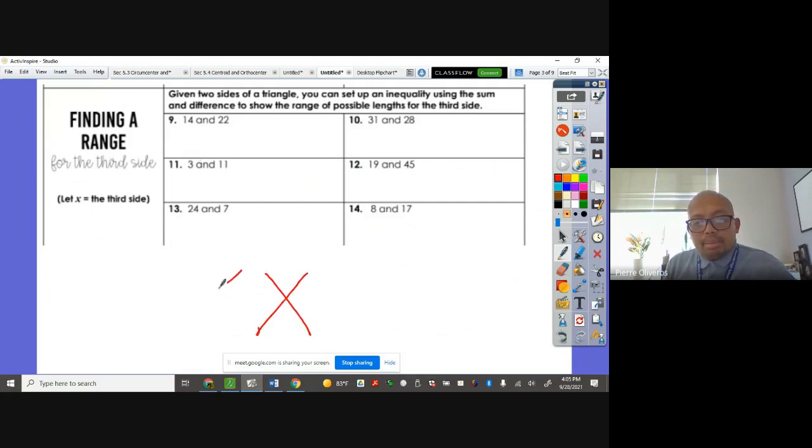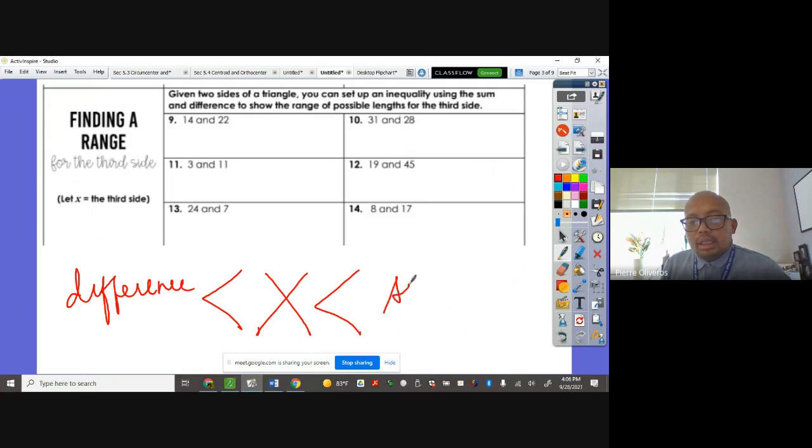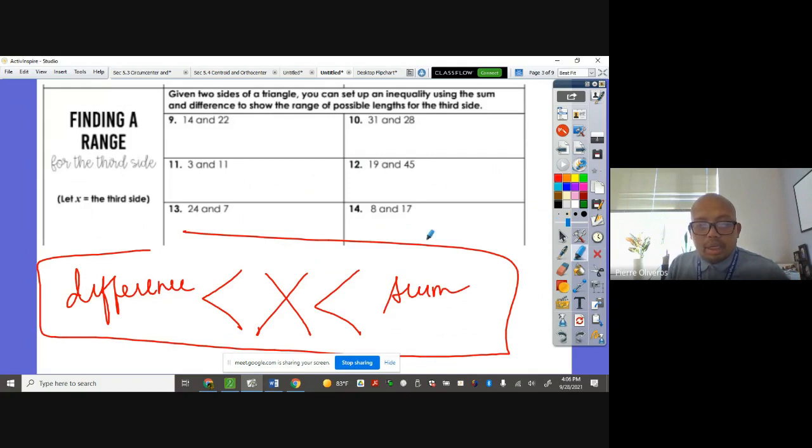The third side must be bigger than the difference. The difference means that you subtract the two side lengths, and whatever the difference is, it has to be smaller than the third side. And it has to be less than the sum, which means that you add them, and the third side x has to be less than that. Okay, that's the formula you have to remember. Again, one more time, you're going to subtract them, and you're going to add them.